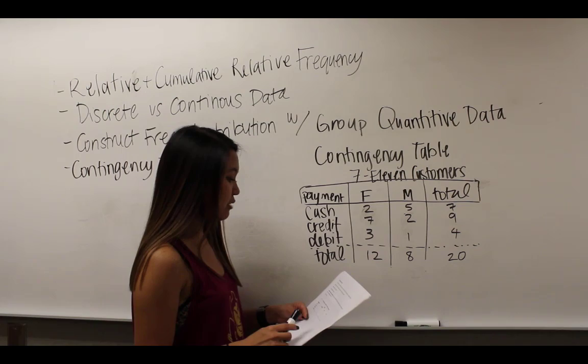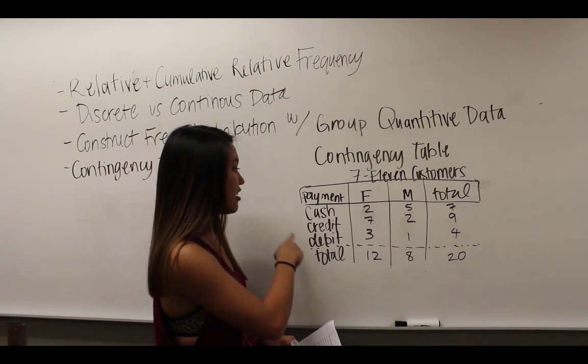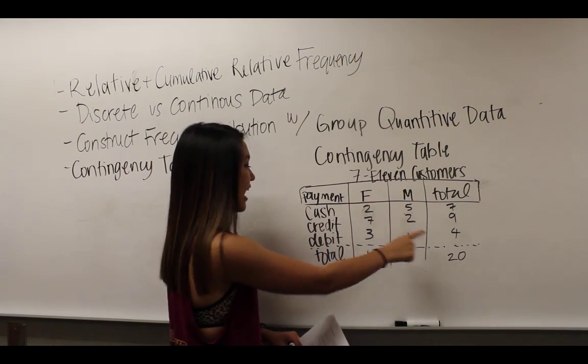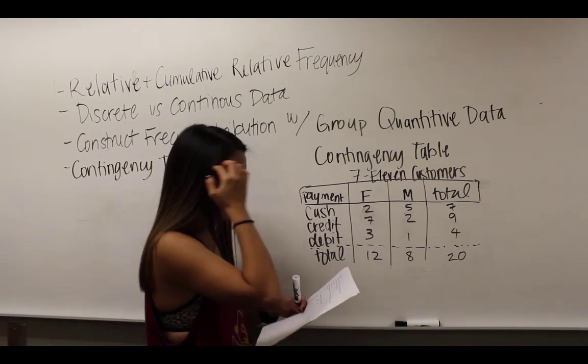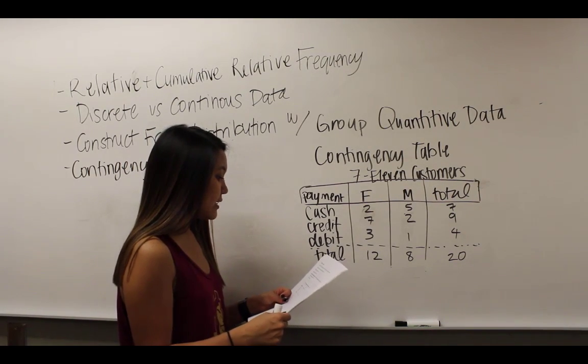The second one is asking what is the least common form of payment. If it's least common, you want the lowest number. So again, you look at cash is 7, credit is 9, debit is 4. The least common form of payment is debit because the lowest number is 4.